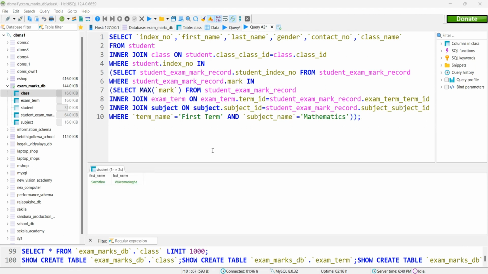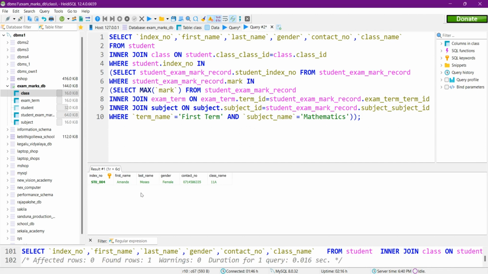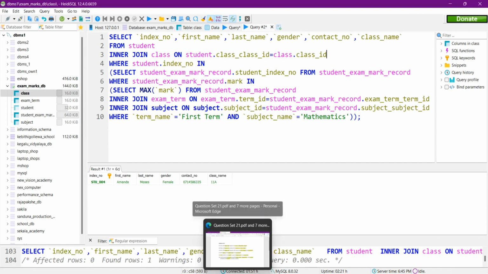This is the query for the final question. Let's execute and see whether we will get the results or not. So you can see here we got the results for the sixth question.